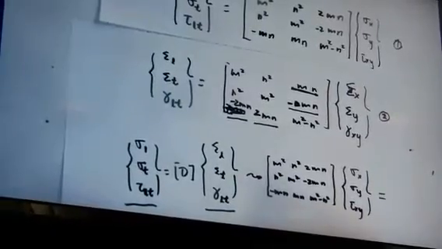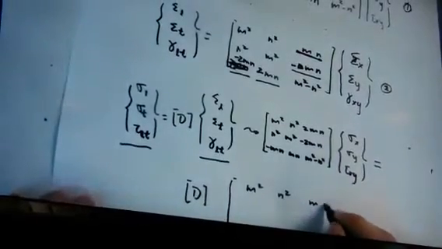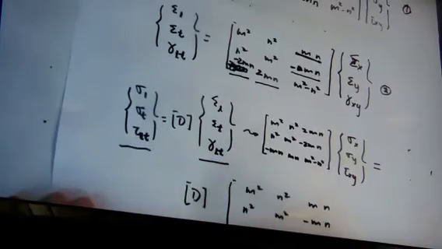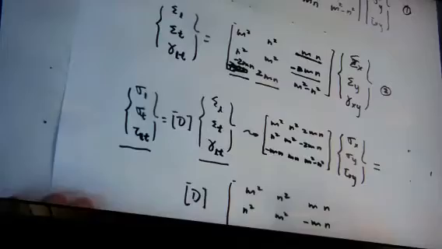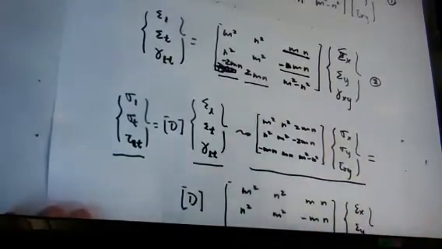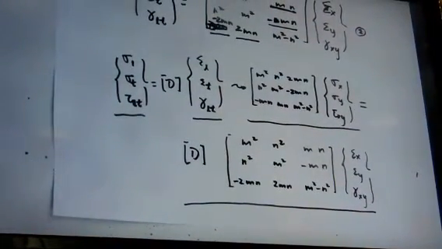This column is n squared, n squared minus mn, 2mn, 2mn, m squared minus n squared, epsilon x, epsilon y, gamma xy. So this is the equation on the left, this is the equation on the right. And then this is the relation between the stress and strain in the global coordinate, in xy coordinate.